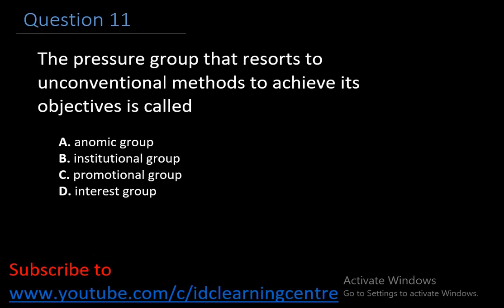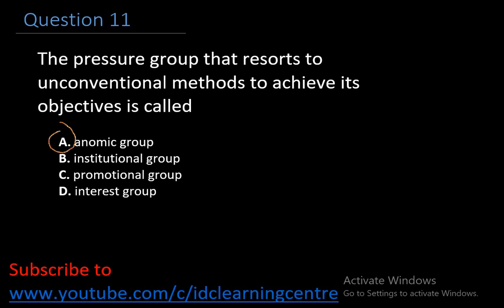Question 11. The pressure group that resorts to unconventional methods to achieve its objectives is called A, anomic group, B, institutional group, C, promotional group, D, interest group. The right answer is A, anomic group. Anomic group is a type of pressure group that resorts to unconventional methods to achieve its objective.